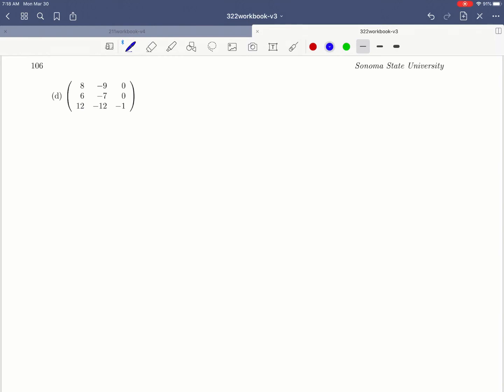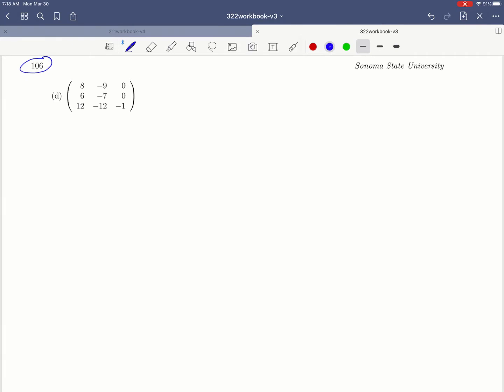Okay, welcome to example 1D on page 106. The instructions to this example are actually on the previous page, so let me read those to you. They're giving us a matrix and asking us if the matrix is diagonalizable. That's the first question. And if it is, they'd like us to decompose the matrix using that formula, D equals Q inverse AQ that we talked about earlier.